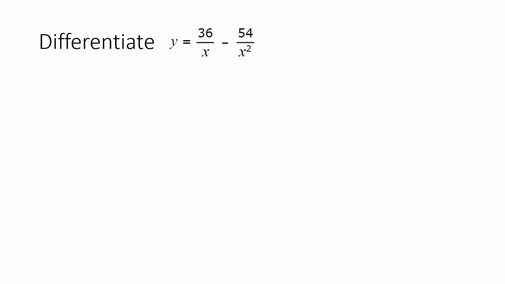But what about something like this one? Differentiate y equals 36 over x minus 54 over x squared. This time, it's in fractions. How are we going to differentiate that? Well, from our laws of indices, you know that 1 over x is the same as x to the power of minus 1. So that's exactly what we're going to do.